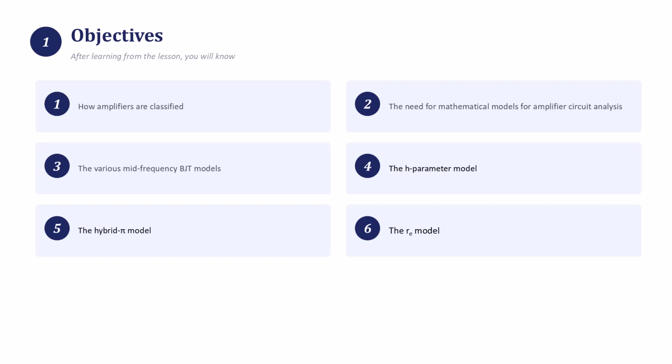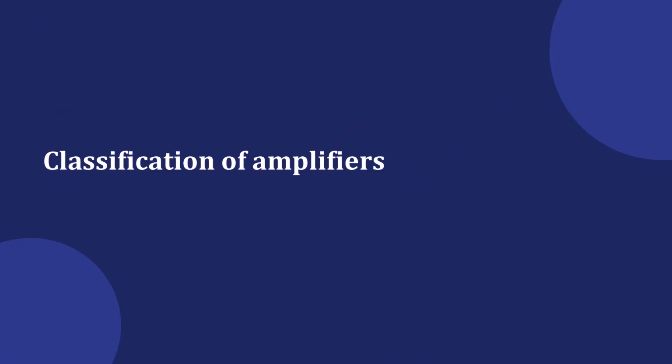First, explain how amplifiers are classified. Second, describe the need for mathematical models in amplifier circuit analysis. Third, identify the various mid-frequency BJT models. Fourth, describe the h-parameter model. Fifth, describe the hybrid pi model. And sixth, describe the RE model. Let's begin by looking at how amplifiers are classified.